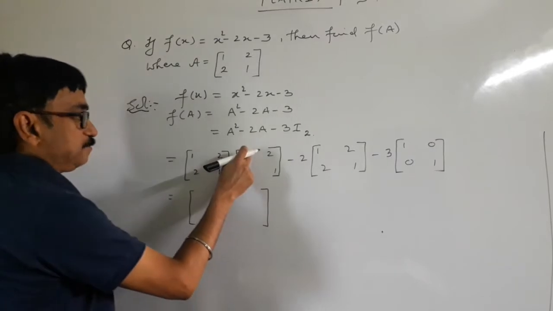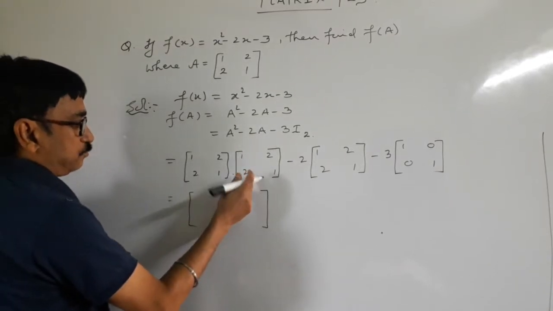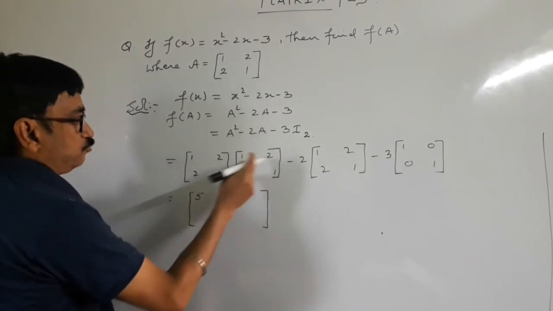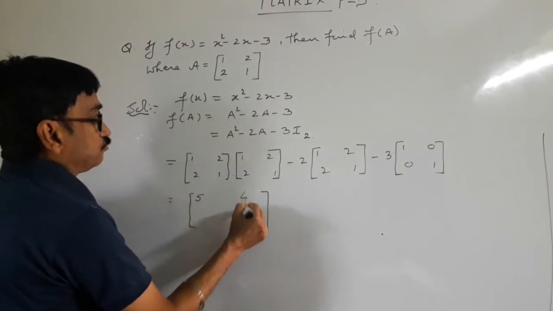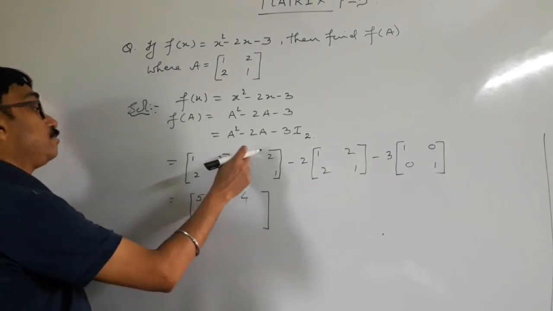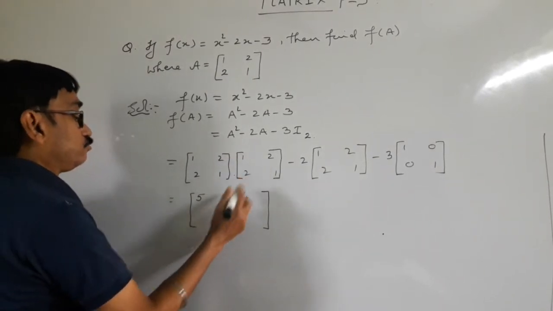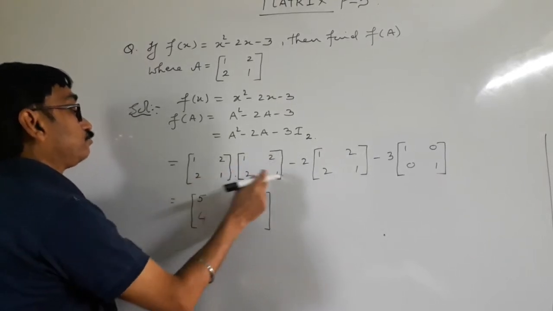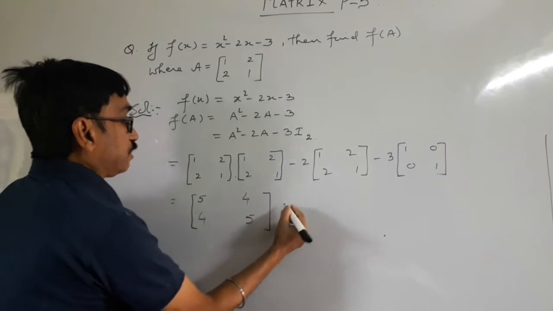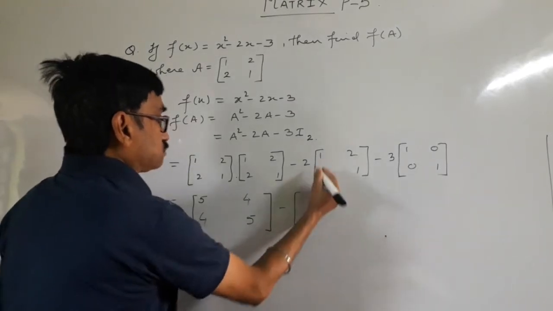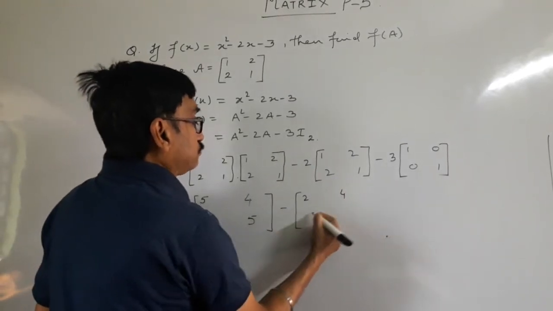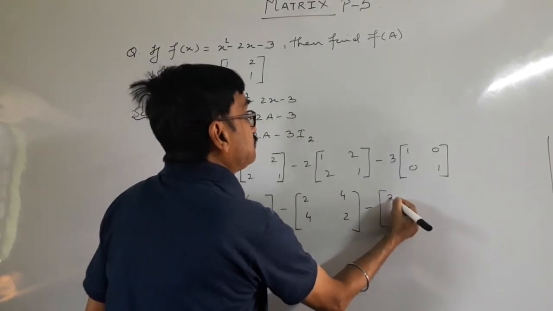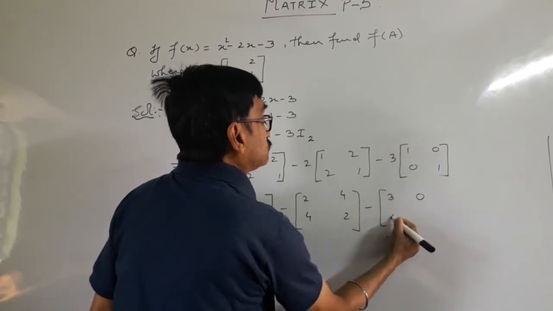1 into 1 is 1, 2 into 2 is 4, 1 plus 4 is 5. 1 into 2 is 2, 2 into 1 is 2, 2 plus 2 is 4. 2 into 1 is 2, 2 into 1 is 2, 2 plus 2 is 4. 2 into 2 is 4, 1 into 1 is 1, 4 plus 1 is 5. Minus this becomes 2 4 4 2, minus 3 0 0 3.